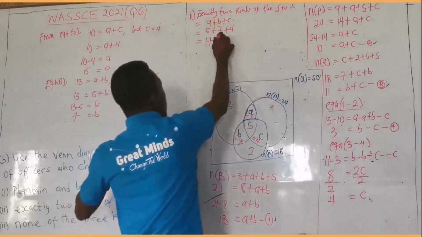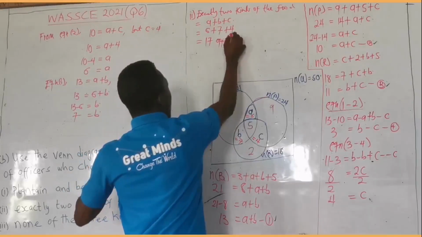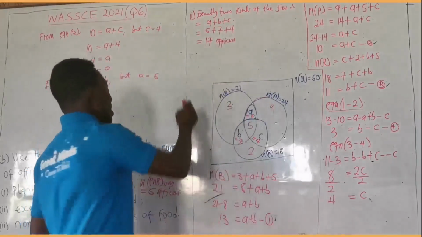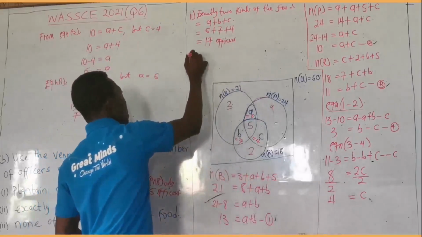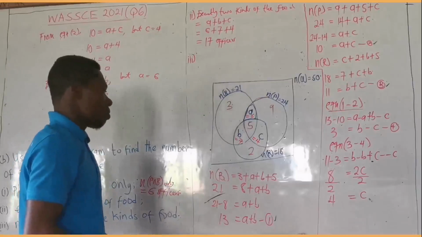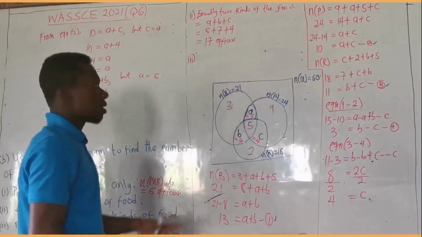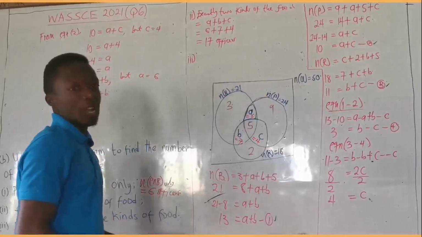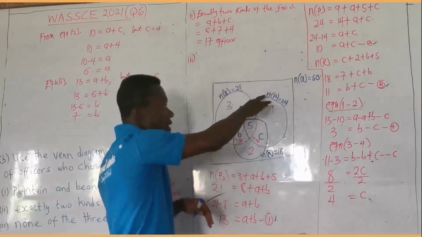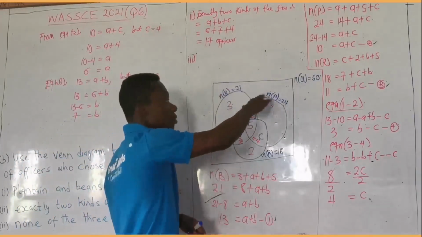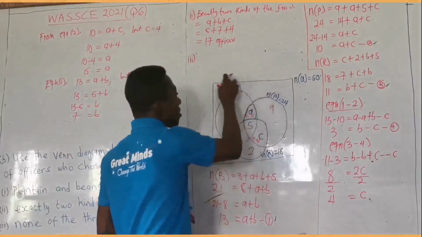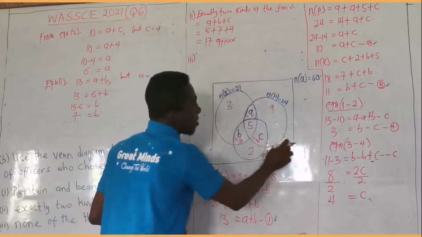So 17 officers chose exactly 2 kinds of the food. Then part I also is saying none of them. So there are some officers who didn't choose any of the food at all, meaning they are outside of these 3 regions, outside of these 3 diagrams. So those are going to be at this area, outside the diagram.